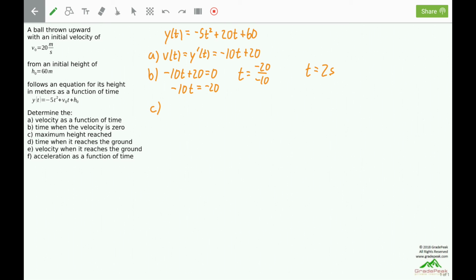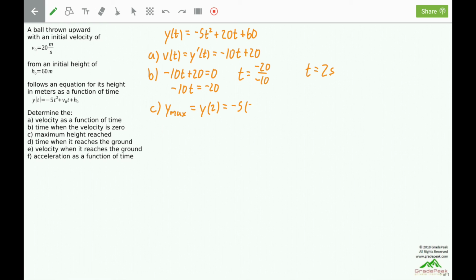For part C, we want to know the maximum height reached. The maximum height is going to occur at the moment in time when the velocity has reached 0, because at that point it's turning around from having headed upward to now heading back downward. So our maximum height will be the height function of t, the y of t, evaluated at the time we just found in part B. The time when the velocity has become 0 is the time when it's turning around, and we want to know the height when that occurred, so y of 2.